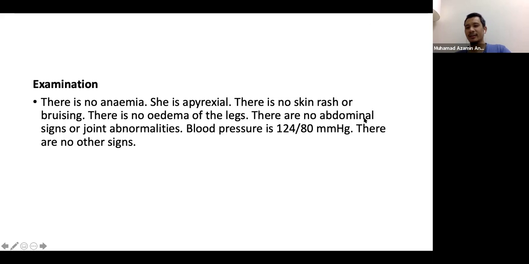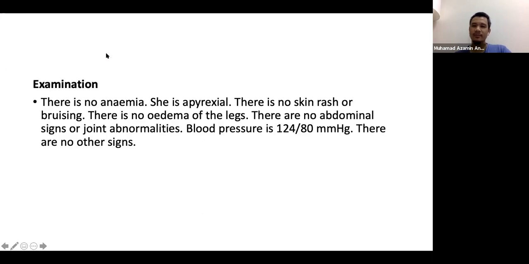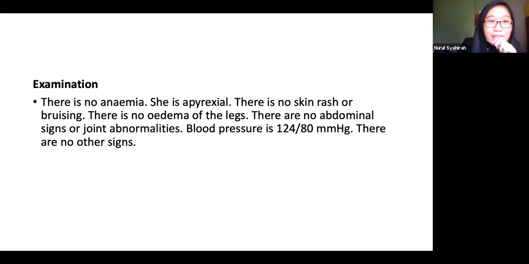Back to Syairah. Okay, so since this patient has no fever, can we rule out the? Can someone tell me what's the most possible cause, points for and points against, after we get the examination findings? I think we can rule out Henoch-Schonlein purpura in this patient because of no rash, no bruising, no abdominal pain or joint pains.